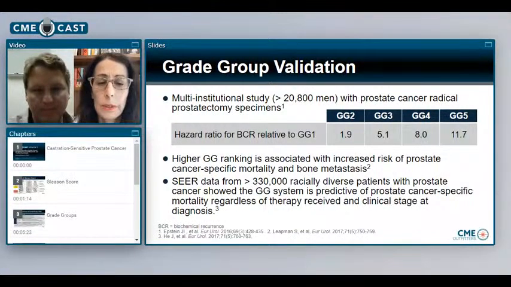And they also looked at racially diverse groups of patients as well. Right. So the SEER data was based on 330,000 racially diverse patients. So race was taken out of the picture. So overall, it's a very strong method to predict patient outcomes. Yeah.